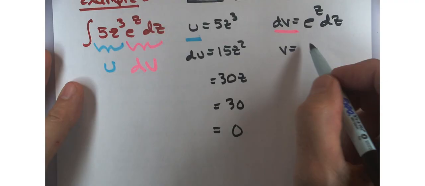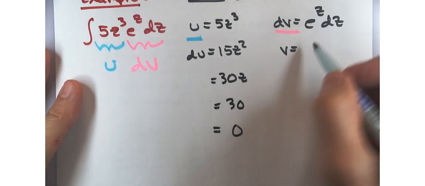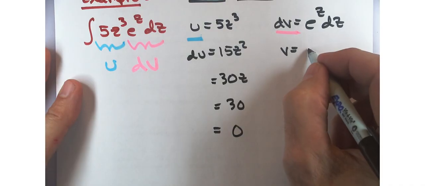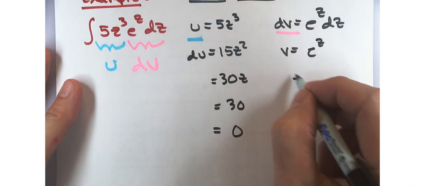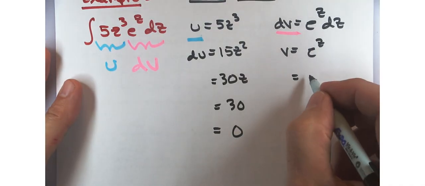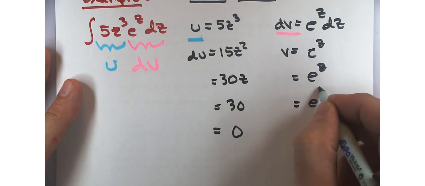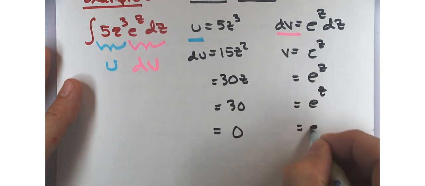Now, how about over here? What do I get when I integrate e to the z? E to the z. And I'll integrate again. Not all at once. E to the z. And 2 more times. E to the z and e to the z. Nice.